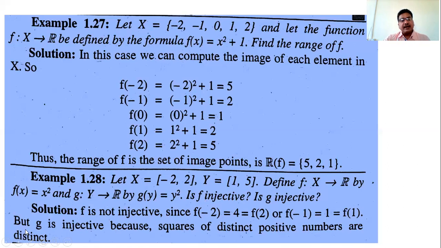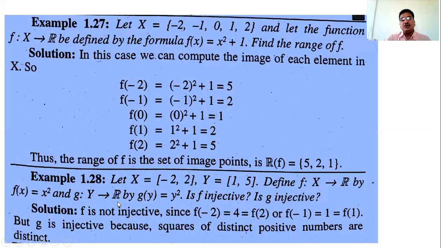Now what about g? g is injective here. Why is g injective? The definition is the same, g(y) = y², but the domain is different. The domain is [1, 5]. Under this function again, the image of minus 2 is 4, and the image of plus 2 is 4; also the images of minus 1 and plus 1 are both the same, but those elements are not members of this set Y, this domain.